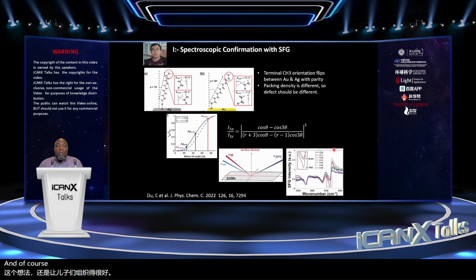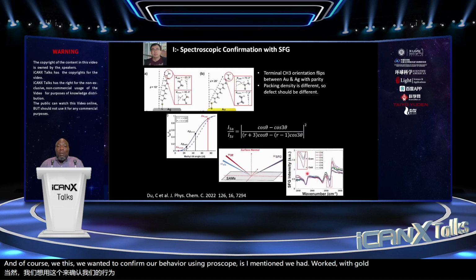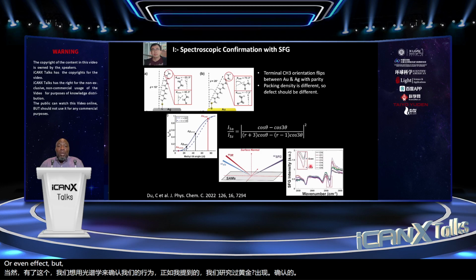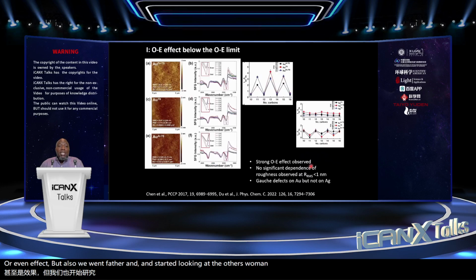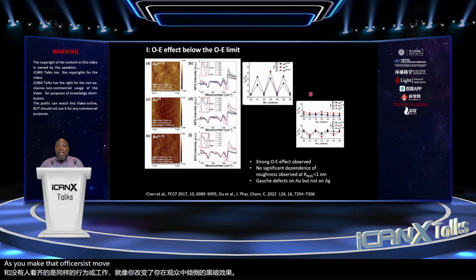And of course, with this, we wanted to confirm our behavior using spectroscopy. As I mentioned, we had worked with gold to confirm the odd-even effect, but also we went further and started looking at the other smoother surfaces to see whether the odd-even response to this spectroscopy method is going to also be dependent on roughness. And lo and behold, the same behavior is observed. As you change the roughness, you dampen the odd-even effect. As you make the surfaces smooth, you amplify that phenomenon.